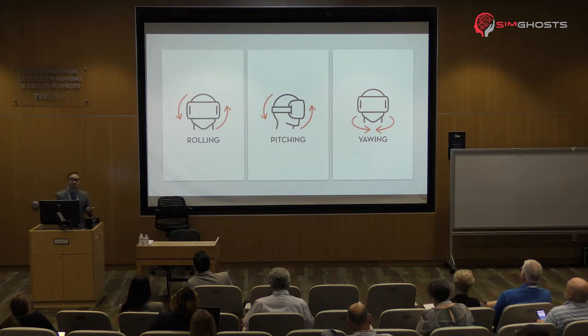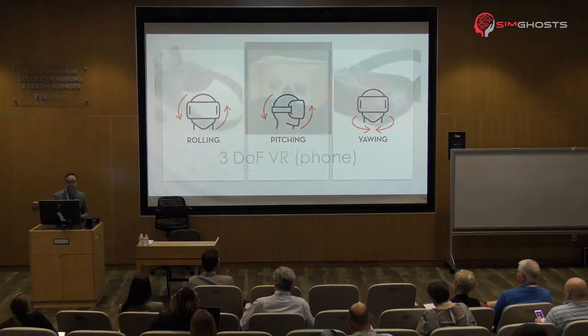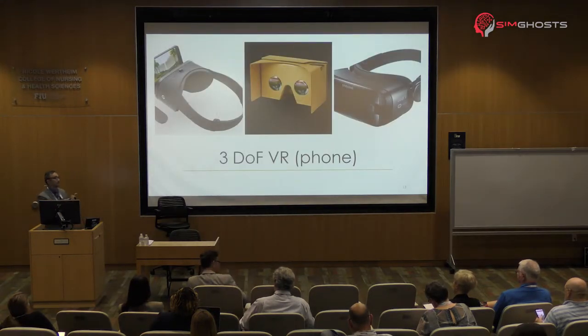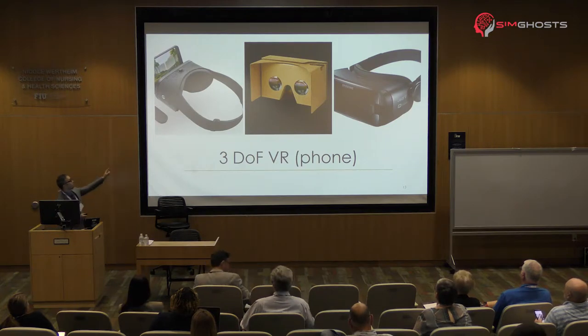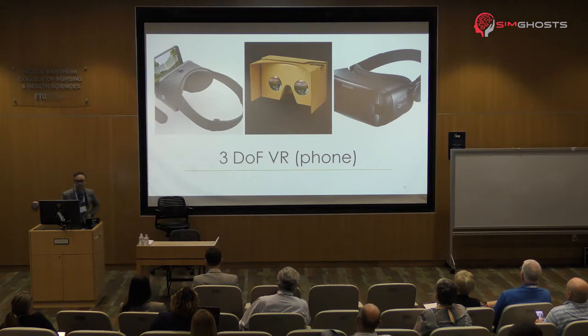But if you only have 3 degrees of freedom, it will not know where you are in absolute space. You can't walk forward, you can't stand up. Otherwise, the images will not change, and therefore you get really, really dizzy. Some phone devices, in other words, using your phone for VR for 3 degrees of freedom, include the Google Daydream, the Google Cardboard, and the Gear VR from Samsung.